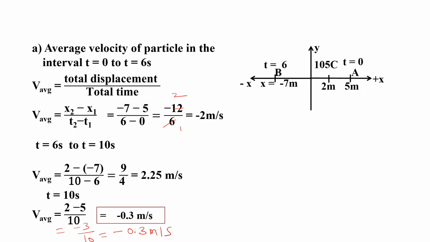So minus 2 meters per second in the interval of t equals 0 to 6, and 6 seconds to 10 seconds, average velocity is 2.25 meters per second. And next, at t equals 10 seconds, minus 0.3 meters per second. So the first option is correct. Okay, next.